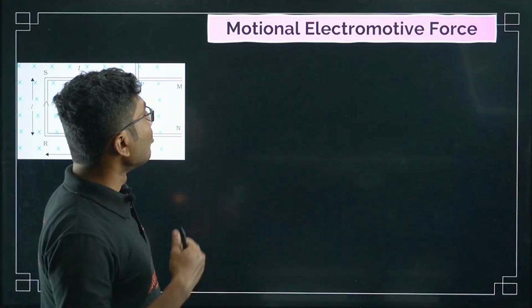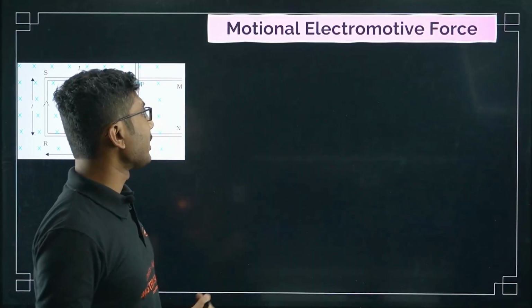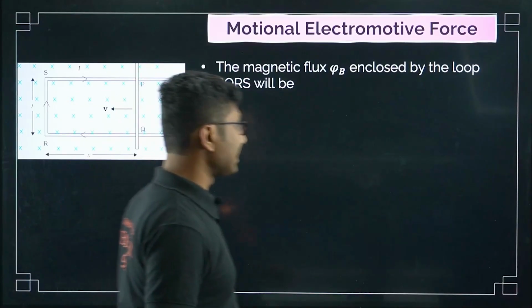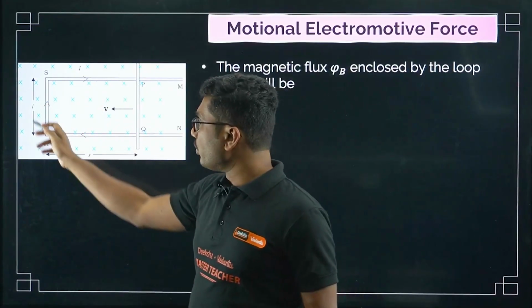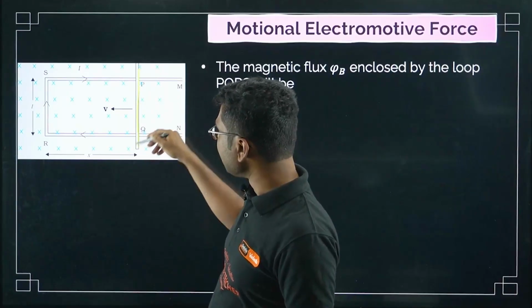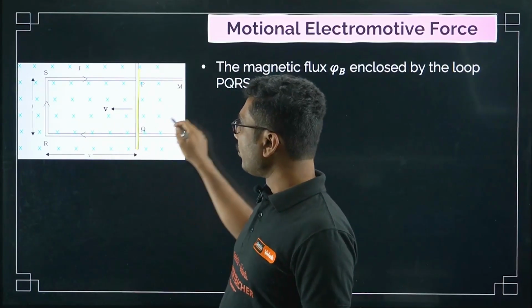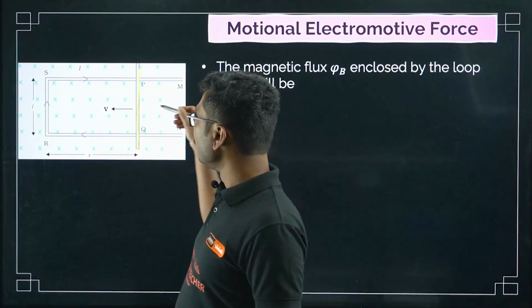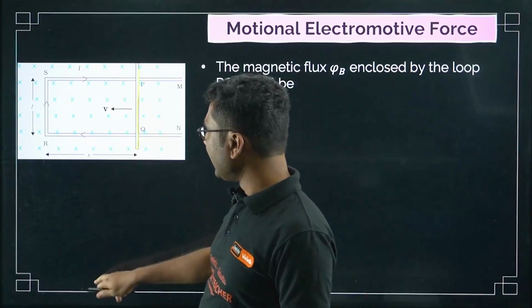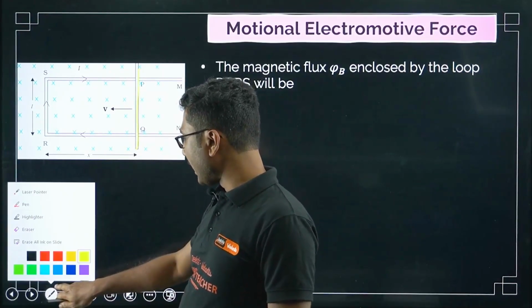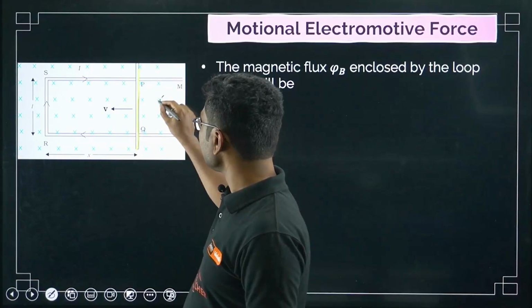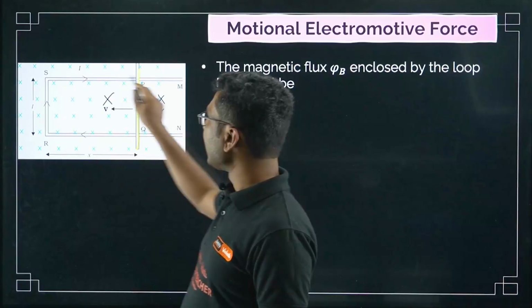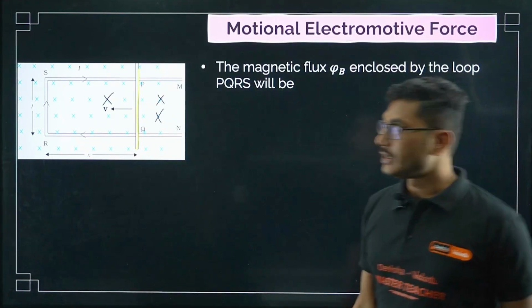Now let's move on. Motional electromotive force, another important concept. The magnetic flux phi B enclosed by the loop PQRS. So here we have a loop, and this rod is lying over this rail. This rail produces a closed loop, and the rod is moving in this direction, and there is a magnetic field into the page of the paper. The magnetic field is represented by this cross.